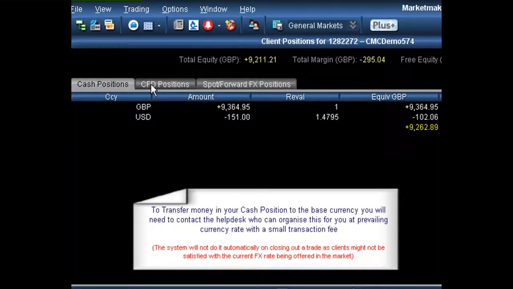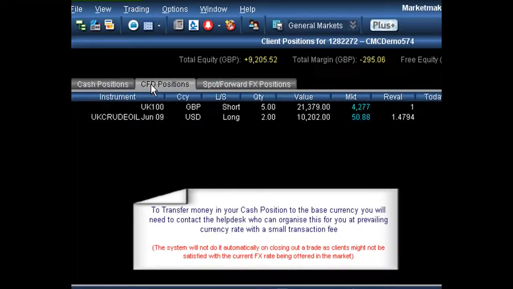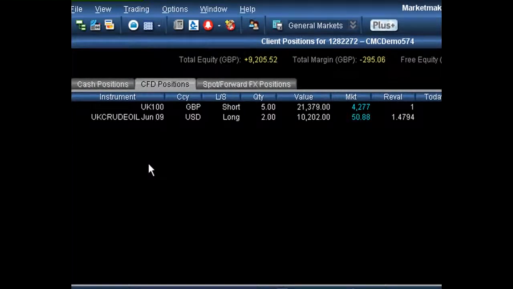Okay, so let's have a look at a couple of the other tabs that are located to the right hand. Well, if you have a look at the CFD positions tab, you'll notice we currently have a couple of trades that are operating in the system. The first one you'll notice at the top is the UK 100, or the FTSE. It will then go through the type, so the currency is pounds, and then tell you whether or not you're long or short on that particular instrument, and the quantity that you're long or short.